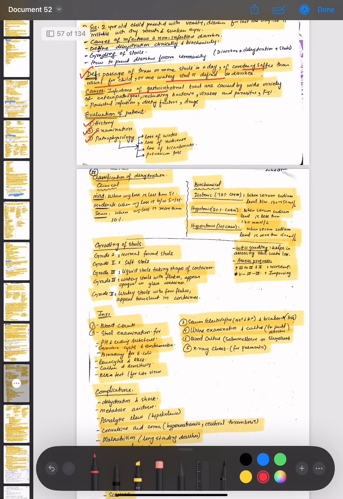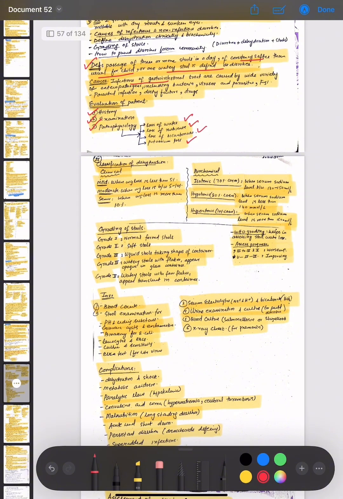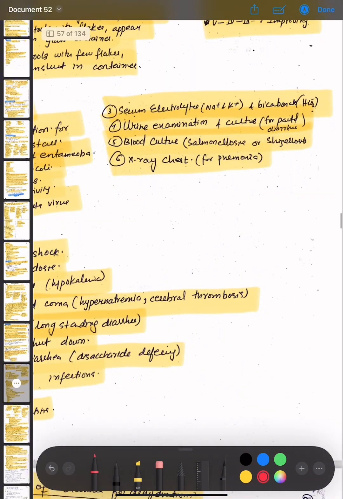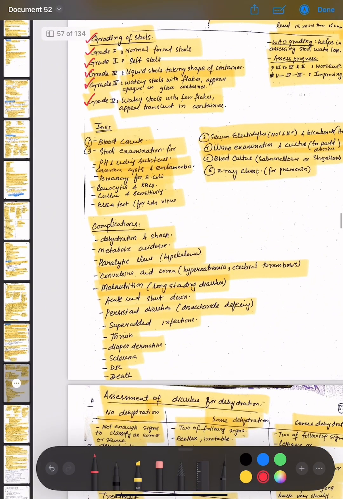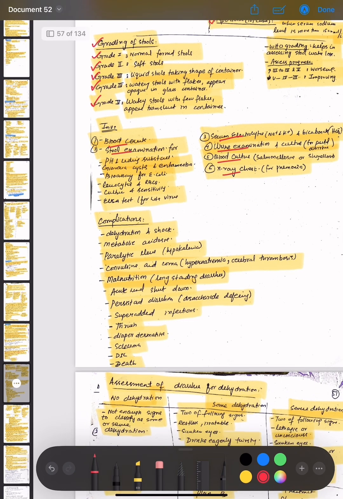For pathophysiology, loss of water, loss of nutrients, loss of bicarbonate, and loss of potassium is checked. The classification of dehydration is done, that is, clinical classification and biochemical classification of dehydration. In clinical, we have mild, moderate, and severe, and in biochemical, we have isotonic, hypotonic, and hypertonic classification. Then we will grade the stools: grade 1, grade 2, grade 3, grade 4, and grade 5. Then the investigation options, which are blood counts and stool examination, then serum electrolytes, urine examination, blood culture, and X-ray chest.